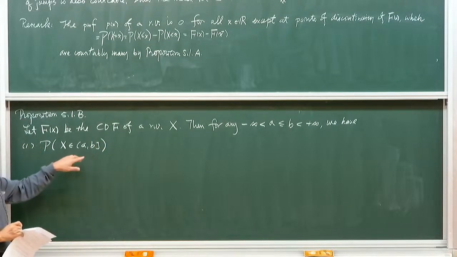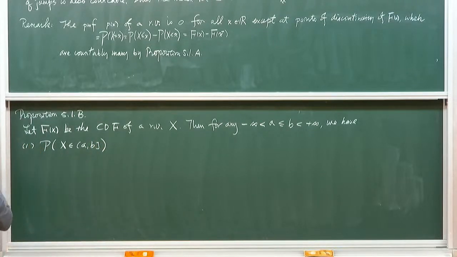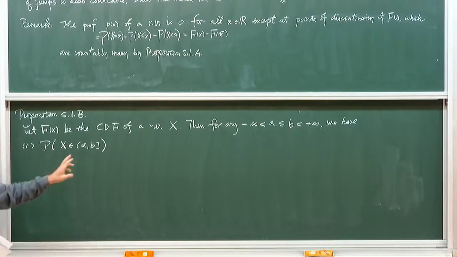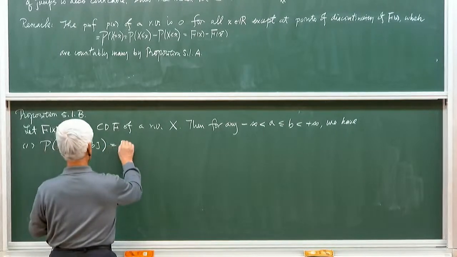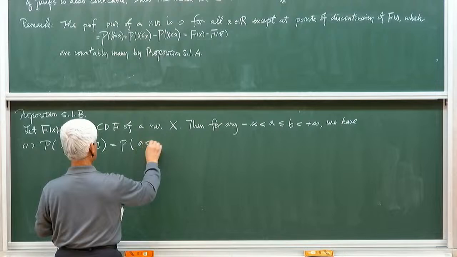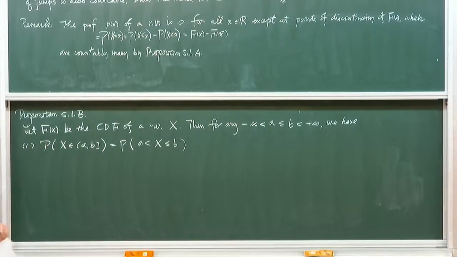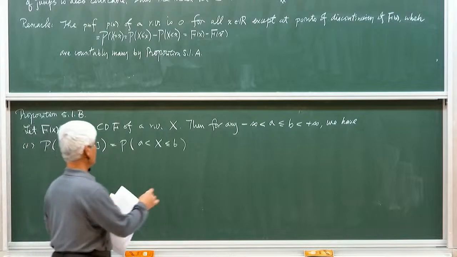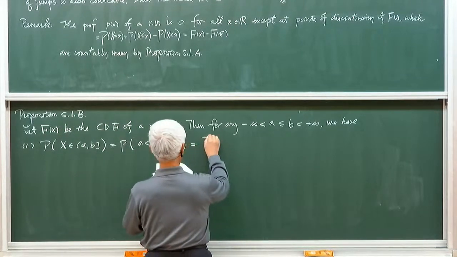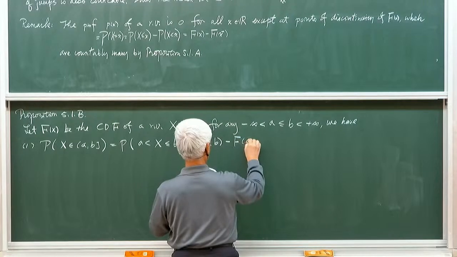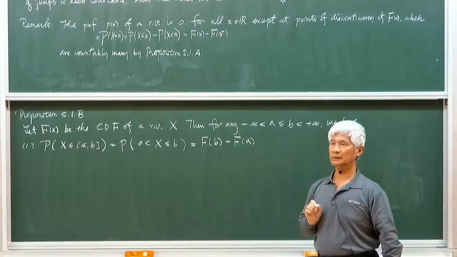You can see this is an event which is described by the random variable X, so this is an event of interest. Sometimes we just write it in this way. And this probability can be computed. This is just equal to F(b) minus F(a).